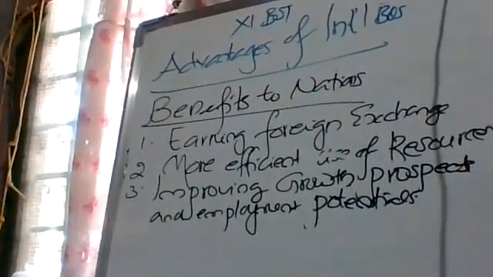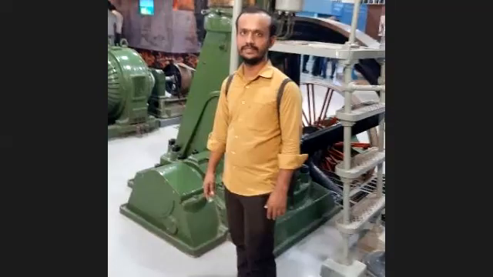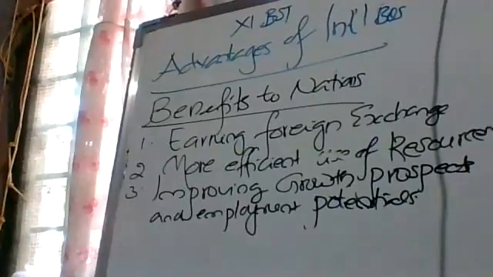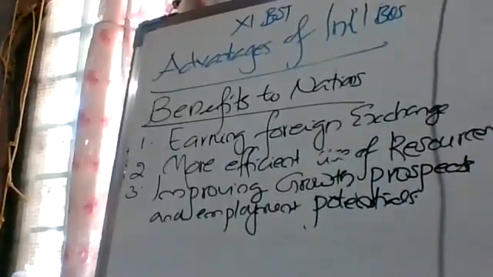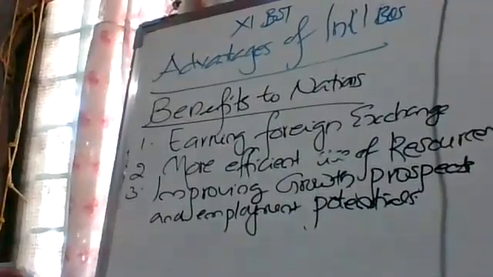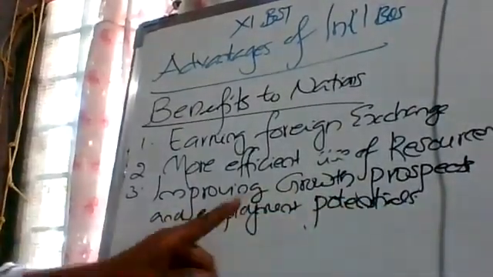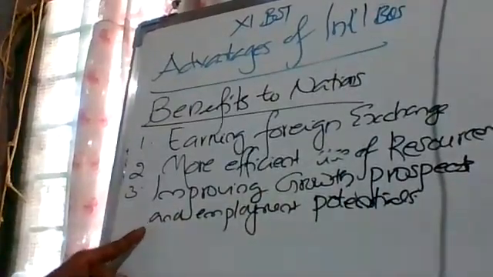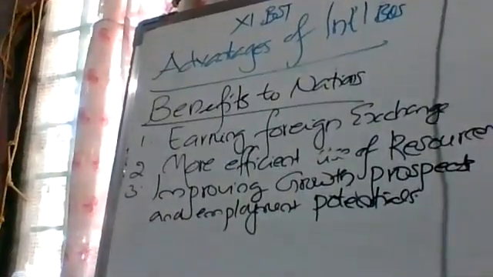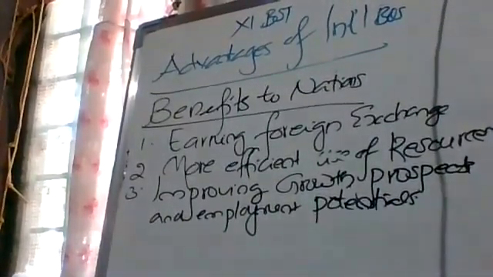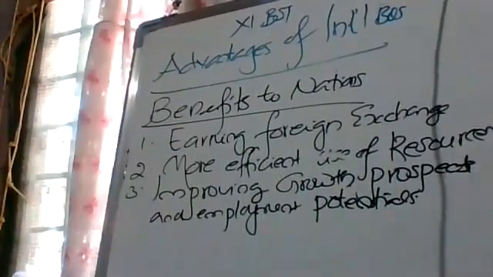So you can write the point with a brief explanation. Importing technology and capital equipment will increase production and employment opportunities. So at least that you should mention in the answer. Keeping this reading, don't expect any mark. Once again, I'm explaining that brief content. Importing technology and capital equipment will increase production and employment opportunities.